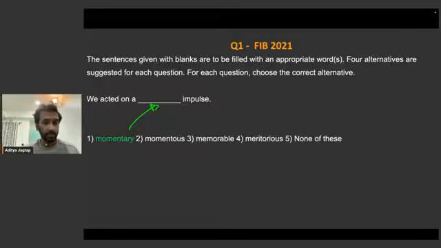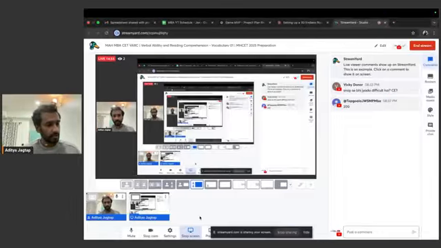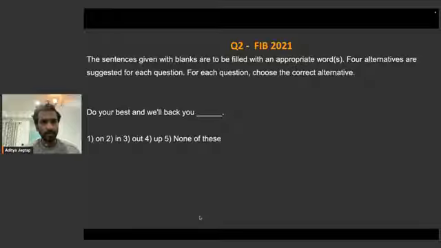This is a 2021 paper, fill in the blank, by the way. I've kept the questions and the years so that we know what we are solving. Let's look at the next question.